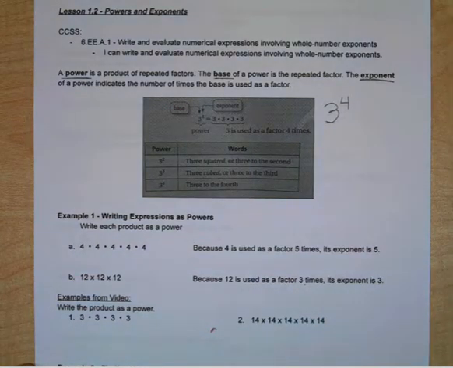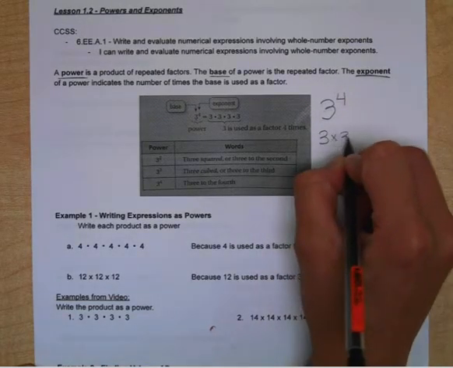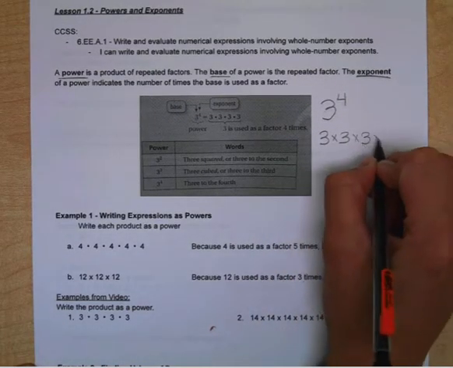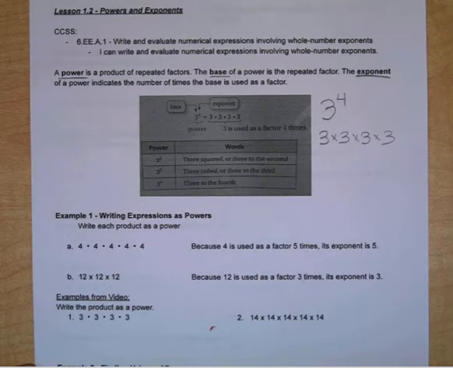That means that we're going to take 3 times 3 4 times. So we're going to do 3 times 3 times 3 times 3. This means that we have 4 3's that we're multiplying together.